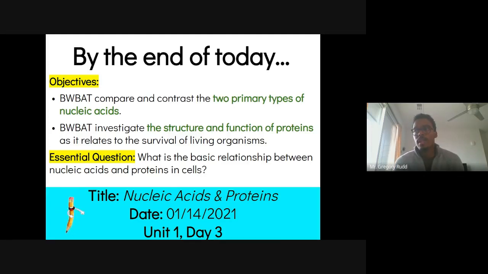We like to always include at least one objective and sometimes two. And then we also include an essential question because I believe that they give us a direction and a goal that we seek to achieve by the end of this lesson, something that we can look back on and say, yes or no, did I answer that question? Do I know that information? So our objectives today: biologists will be able to compare and contrast the two primary types of nucleic acids, and biologists will be able to investigate the structure and function of proteins as it relates to the survival of living organisms.